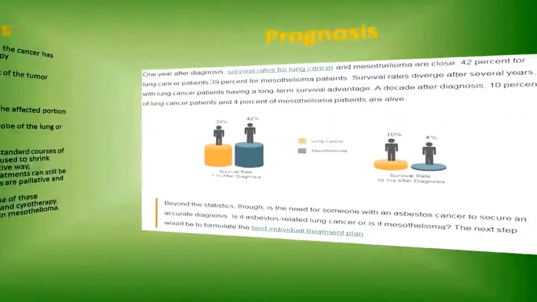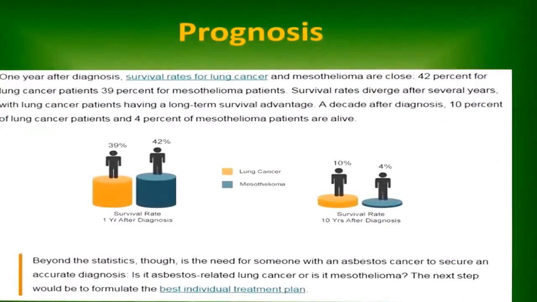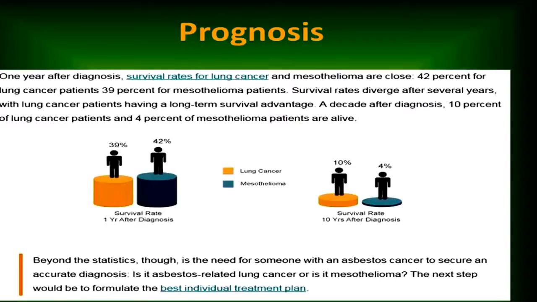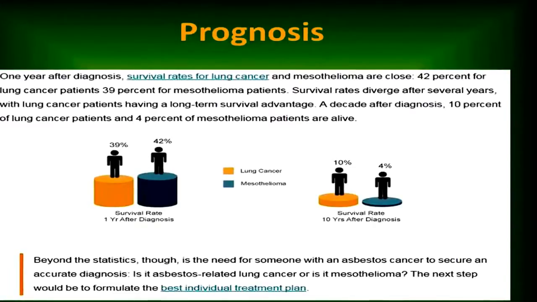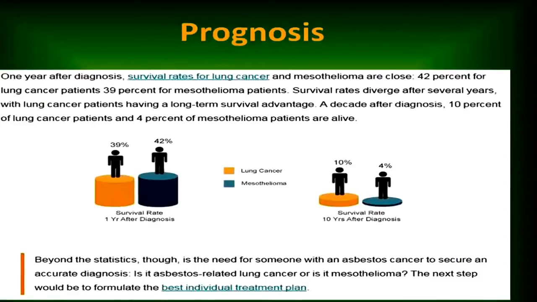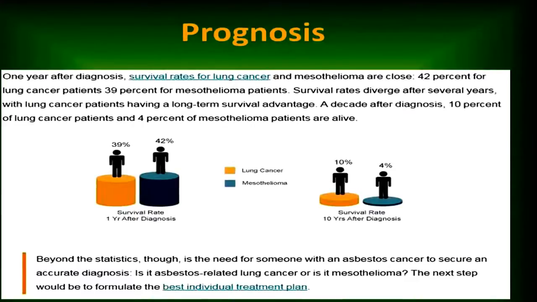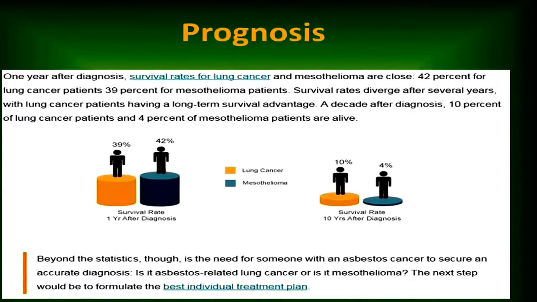Prognosis: 1 year after diagnosis, survival rates for lung cancer and mesothelioma are close. 42% for lung cancer patients, 39% for mesothelioma patients. Survival rates diverge after several years, with lung cancer patients having a long-term survival advantage. A decade after diagnosis, 10% of lung cancer patients and 4% of mesothelioma patients are alive.